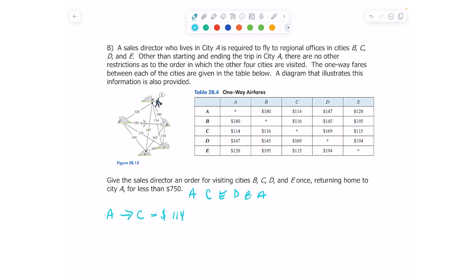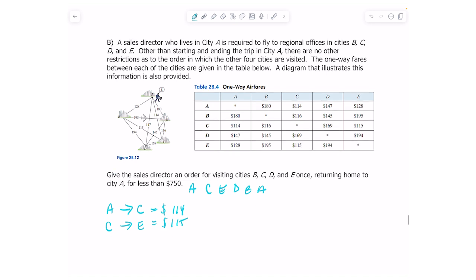Okay? So now I'm in C, so now I have to figure out, okay, C to what city would also be the cheapest? So if I'm here in row C, right, and I look, I don't want to go back to A yet because it's not the end of my trip. I need to go from C to another one of these cities. And if I scan this, not including A, right, E would be the cheapest out of these cities that I need to pick from. So I'm going to go from C to E now, which is $115. And remember, I need to make sure that the total is less than $750, but so far I'm on track for doing that.